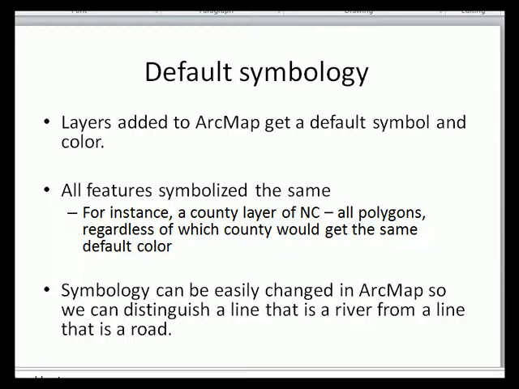We symbolize features in ArcMap, and when we save a map document, that symbology is saved with the map document. So the symbology is not saved with the layer. The layer is just simply polygons or points or lines, and it stores information about those features, and it stores coordinates for where the features are on the Earth, but it doesn't store different symbols for it.